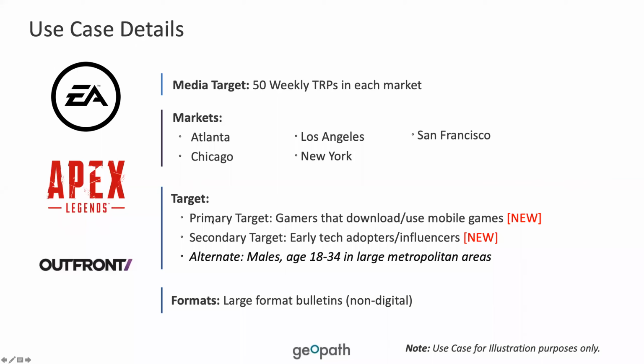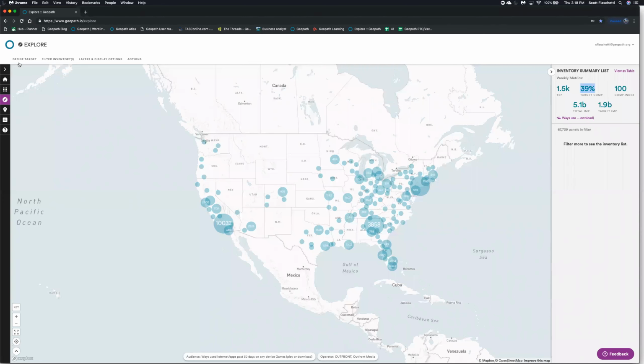So I found my audience, right? I think gamers that download and use mobile games. So we're looking for 50 weekly TRPs, and we have these 5 markets: Atlanta, Chicago, Los Angeles. So let's start figuring out which market we want to start digging into first.